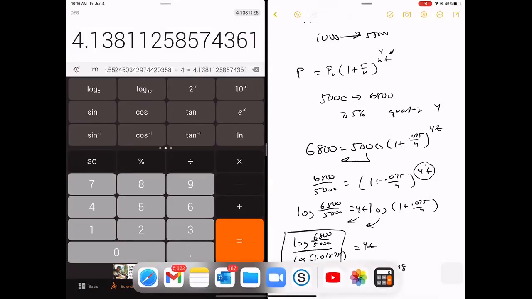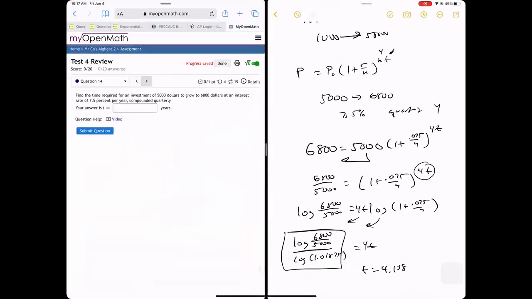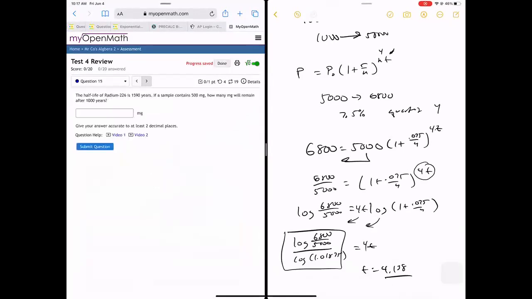They want us to say how many decimal places? Oh, they don't ask us to. So it's going to take us a little over 4 years to grow from 5,000 to 6,800. I think that's not bad, right? In 4 years, by the time you graduate college, you went from 5,000 to 6,800 in savings. That's good. You're making money. That's why investing money is important for your future.